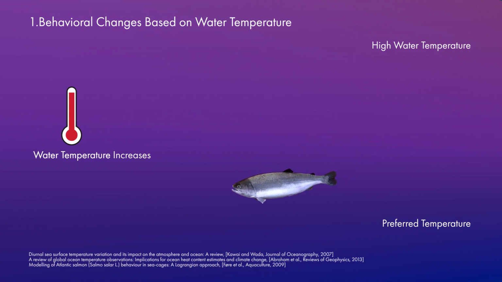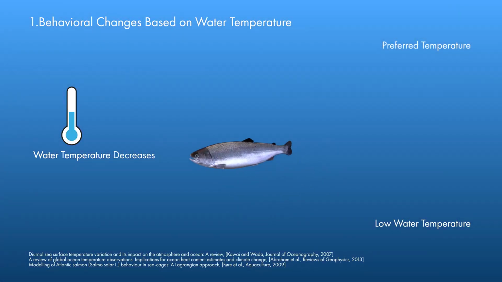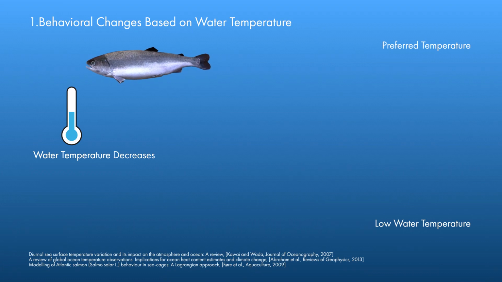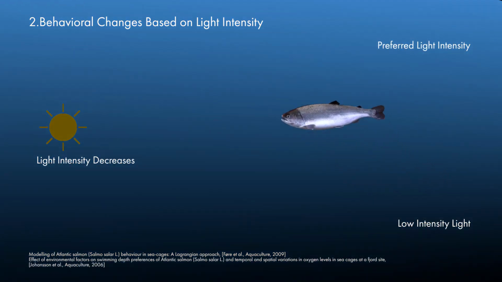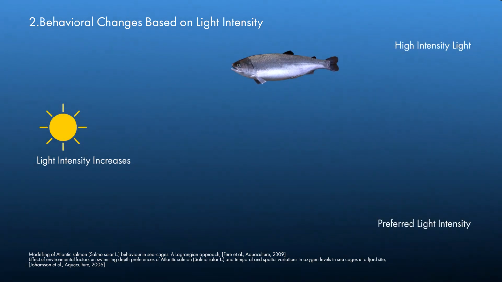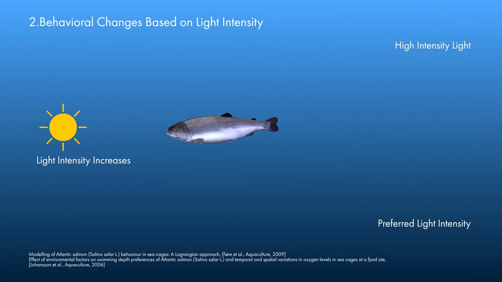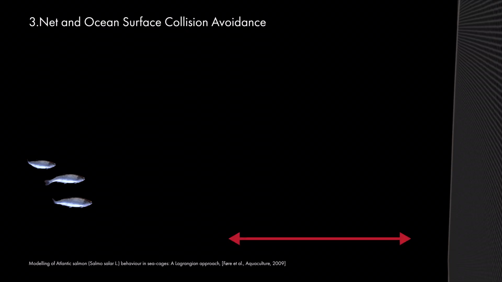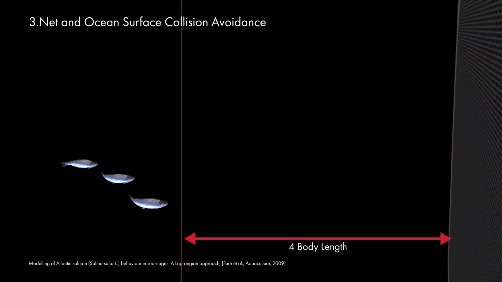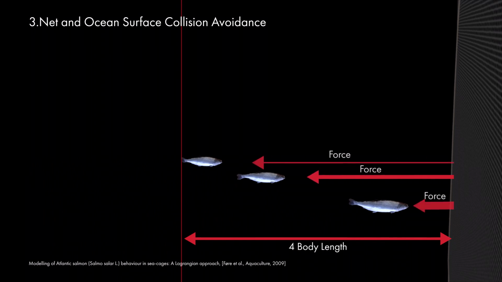As the water temperature changes, fish swim to different depths to find their preferred temperature. Just like temperature, there are individual and age differences in fish light intensity preferences. As the light intensity changes, fish swim up and down in pursuit of their preferred light intensity. We added a biologically based rule to handle collision avoidance with walls. When a fish comes within 4 body lengths of a wall, it engages in avoidance behavior.